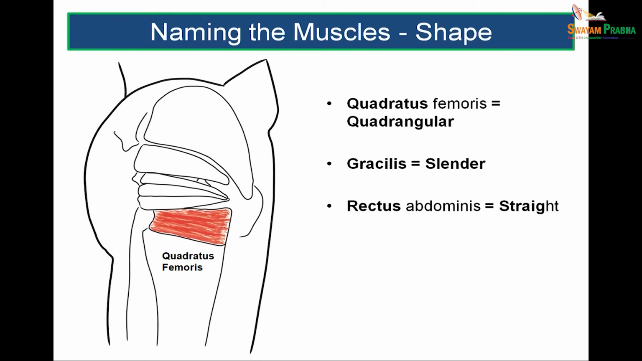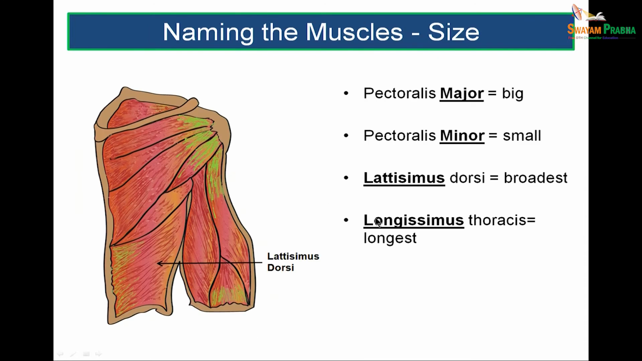Naming the muscles by shape, we continue with quadratus femoris, which is a quadrangular muscle as you see the shape. Gracilis, if you see on the inner aspect of thigh, is slender and hence the name. Rectus abdominis is straight. Rectus means straight. So, we have now seen how muscles could be named based on their shape.